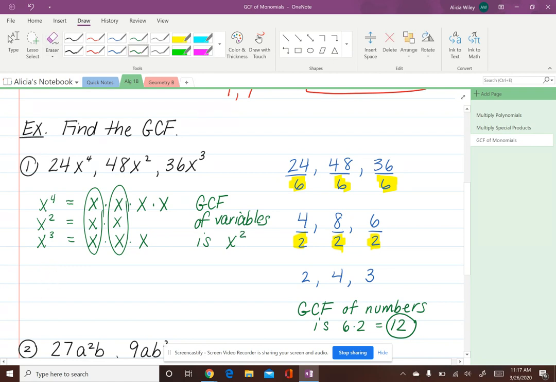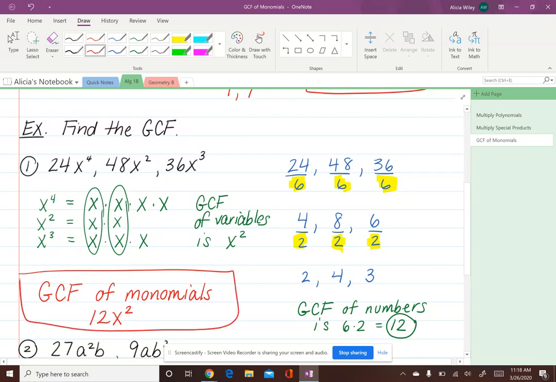So together, the GCF of our monomials listed in the original problem is going to be the product of the GCF of the numbers and the GCF of the variables. So the GCF is 12x squared. And that is your final answer.